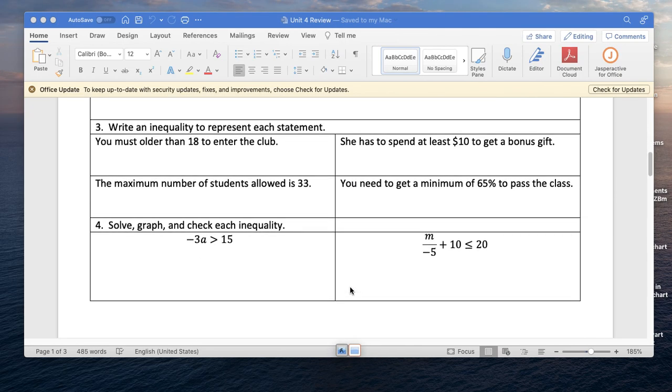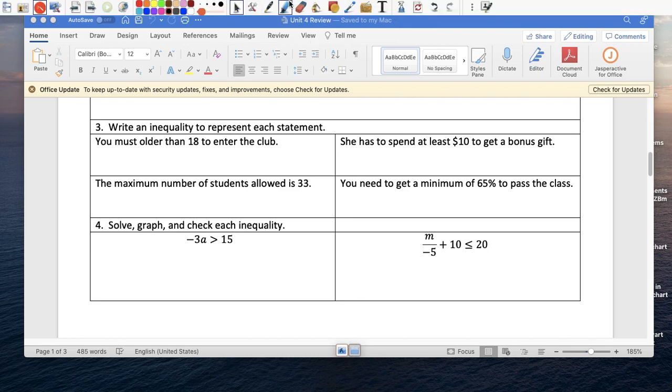Write an inequality to represent each statement. Okay, you must be older than 18 to enter the club.